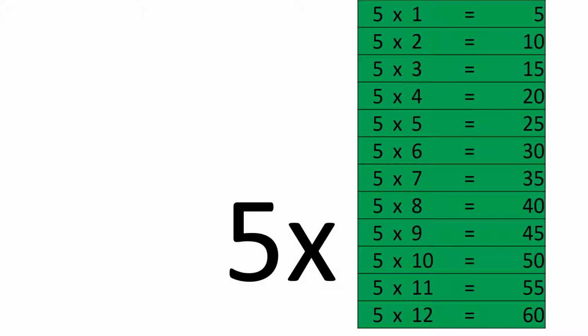Now for the 5 times. 5s are easy because you know that the number will always be 5 or 0 at the end. Also, it's pretty easy to skip count by 5s to get to the number pretty quickly. So here we go. 5 times 1 is 5. 5 times 2 is 10. 5 times 3 is 15. 5 times 4 is 20. 5 times 5 is 25.